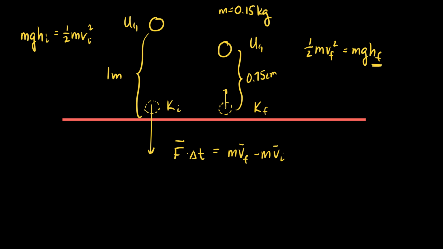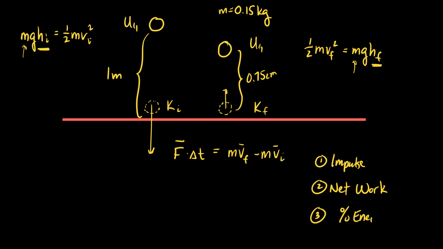We measured this and this. I gave you the mass. I think you should be able to tell me the initial and final velocity from this. In fact, looking at this problem, you should be able to tell me the impulse from the table. You should be able to tell me the net work done by the table. And something else that you may not have thought about, the percent of energy lost.